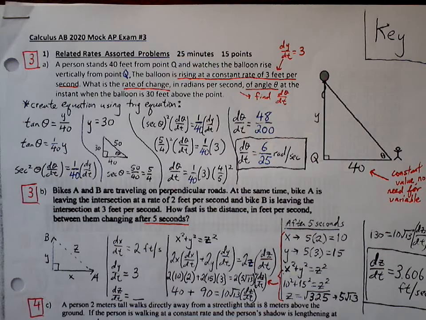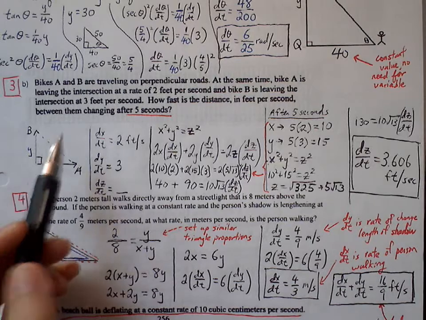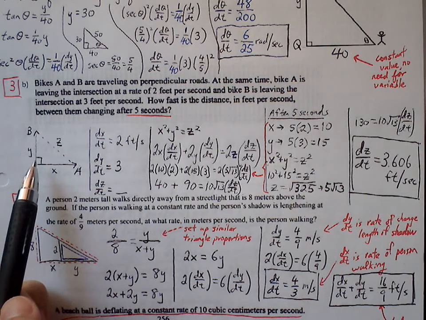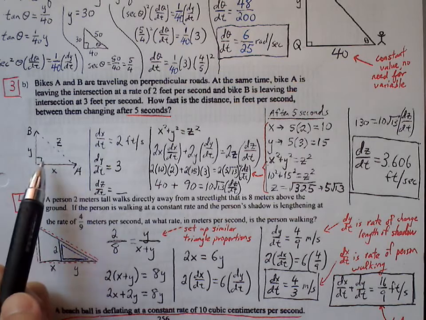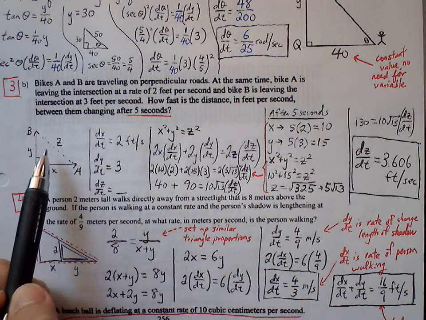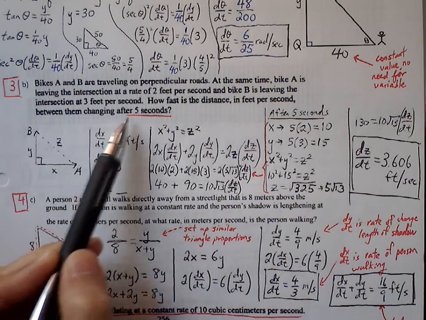Part B, bikes A and B are traveling on perpendicular roads. Bikes A and B are leaving the intersection at the same time. Bike A is leaving at a rate of 2 feet per second, and bike B is leaving at 3 feet per second. How fast is the distance in feet per second between them changing after 5 seconds?